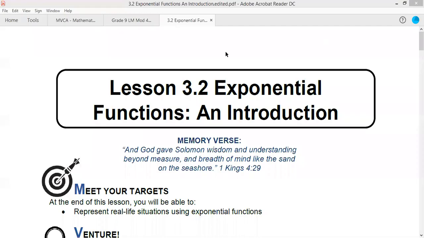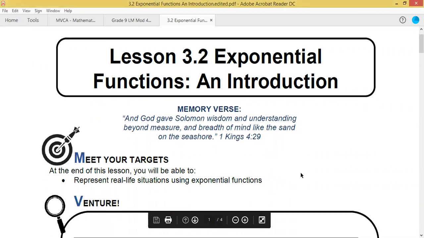Good day. Today we are going to learn about exponential functions. And this topic is an introduction to exponential functions. Our memory verse is found in 1 Kings 4 verse 29.